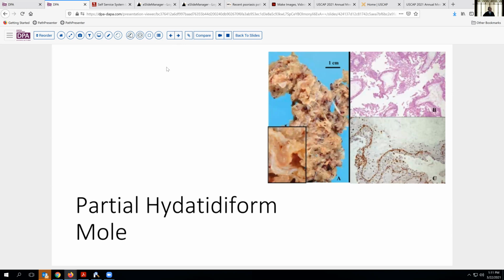Let's go on and talk about how that plays out in partial mole. So partial moles tend to look a little bit different, a little bit more proliferative, more placenta-like. They can have edematous villi with a degree of proliferation of these trophoblastic elements, but they will, as you see here, have positive P57 staining.